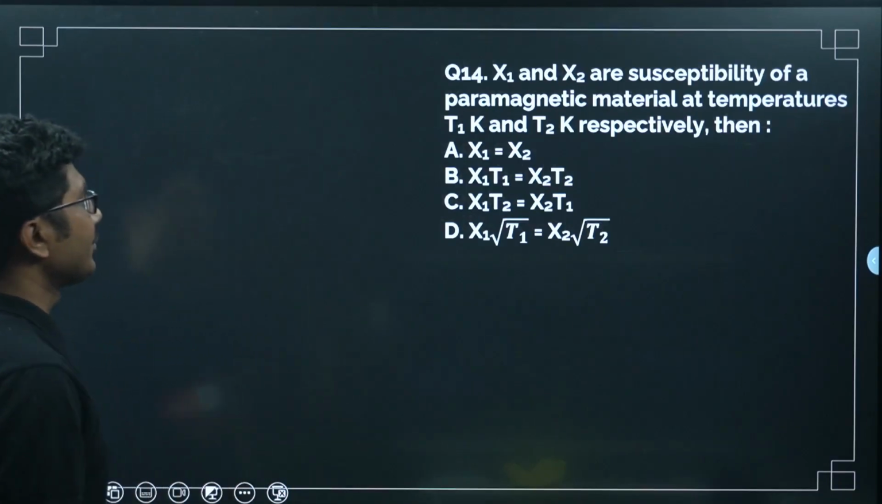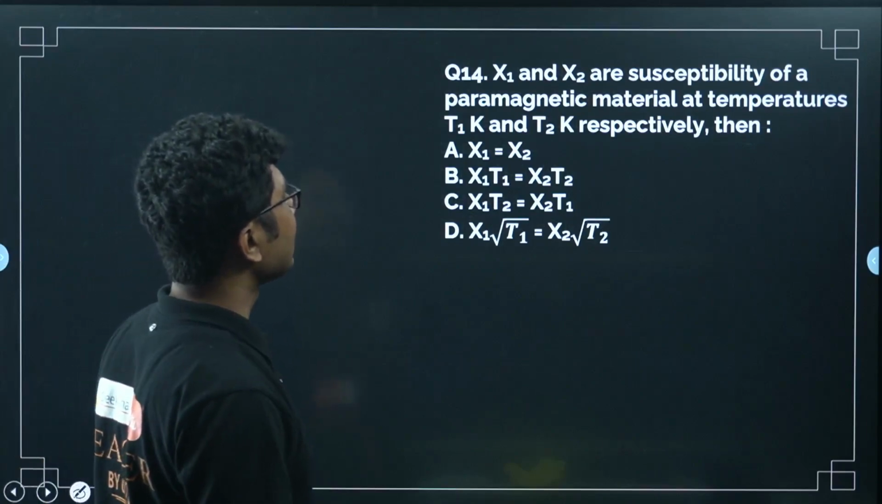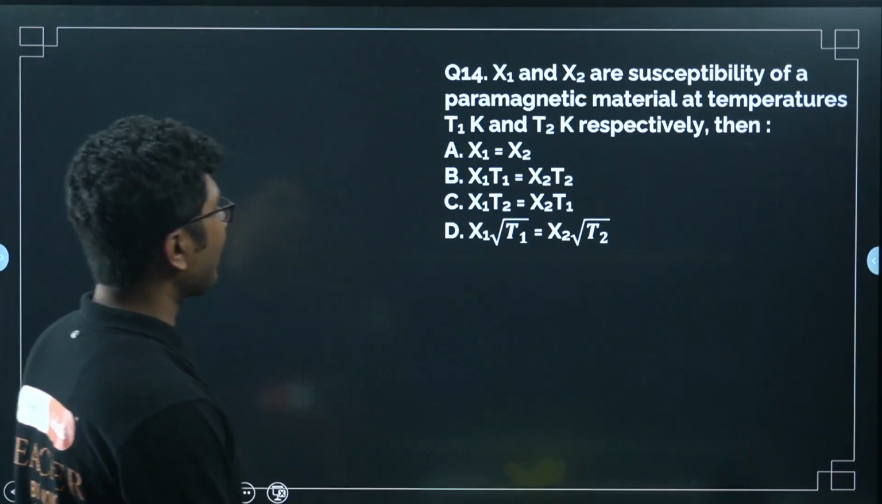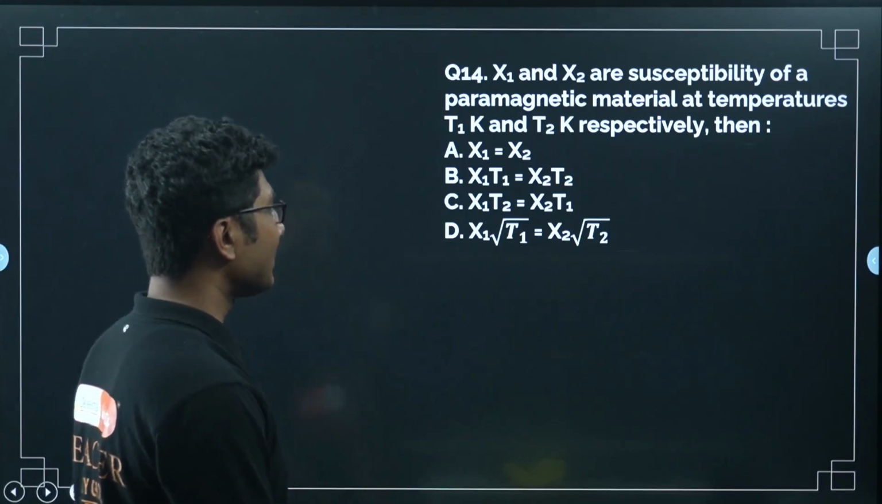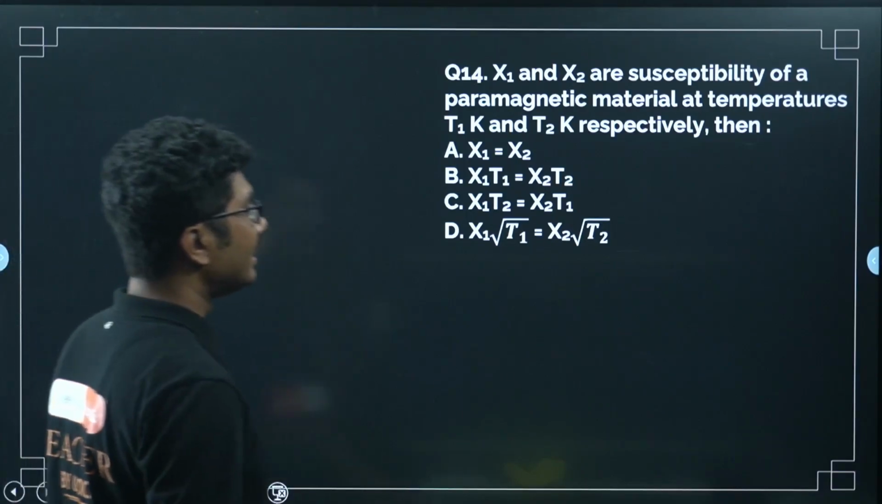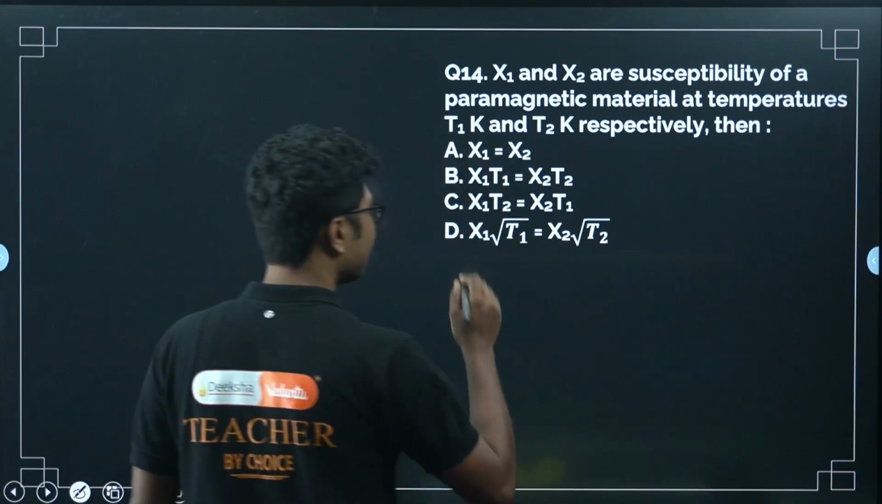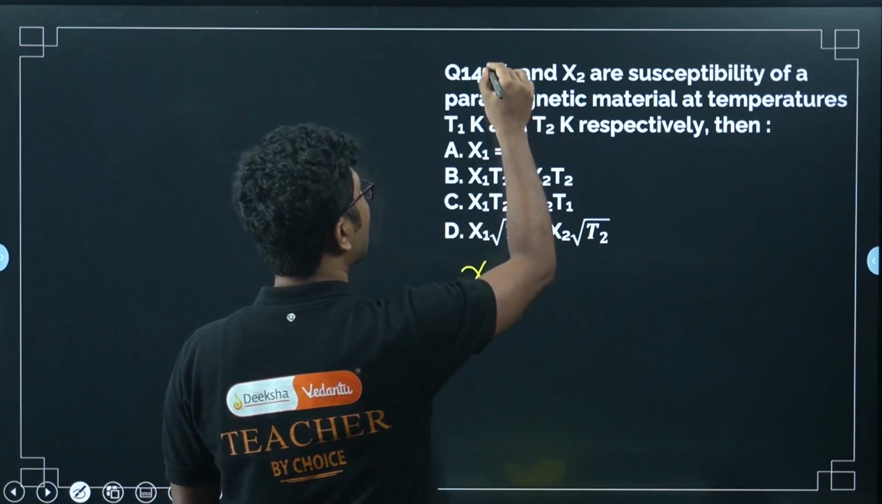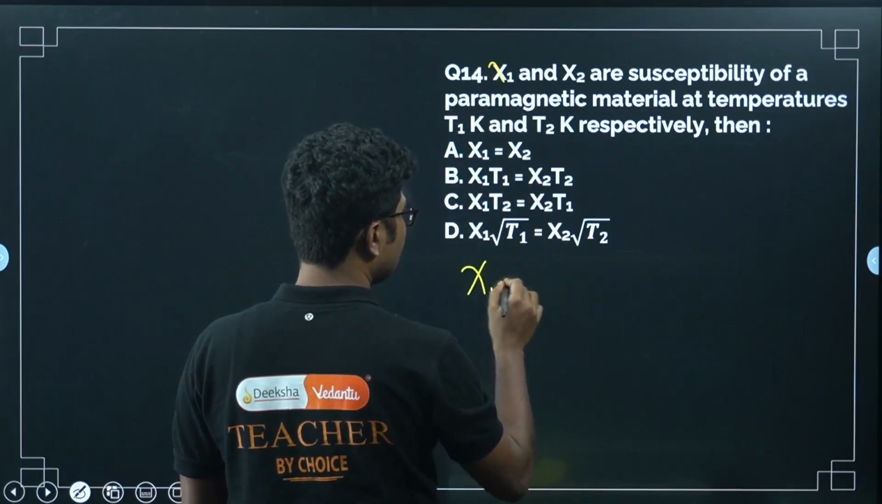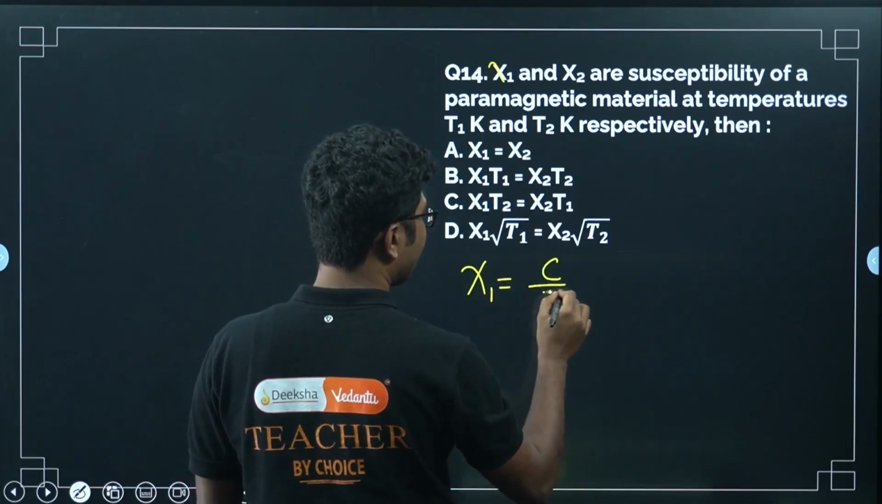Now question number 14. X1 and X2 are susceptibilities of a paramagnetic substance at temperatures T1 Kelvin and T2 Kelvin respectively. This is also no longer part of the syllabus, but I am still solving it. Susceptibility X1, it should be chi1. Chi1 is basically a constant divided by the temperature.